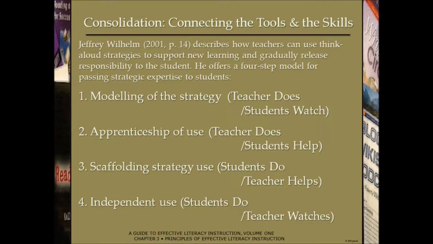And then number 4 is independent use. Now the students are doing it and the teacher watches. I'm there for help, but now the students are trying it independently. So I'm going to read and make connections on my own. I can make a text-to-self connection to this reading passage on my own without the support of teacher and students. I'm demonstrating that I'm starting to master this skill and I'm using it independently. The teacher could also give the writing assignment individually. Each student writes a descriptive paragraph.